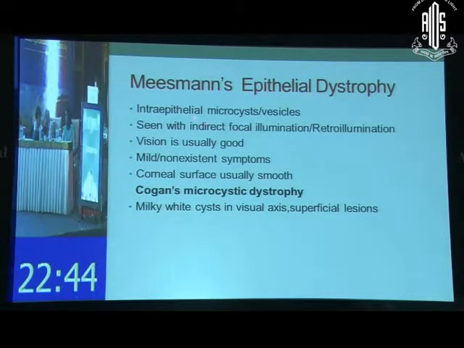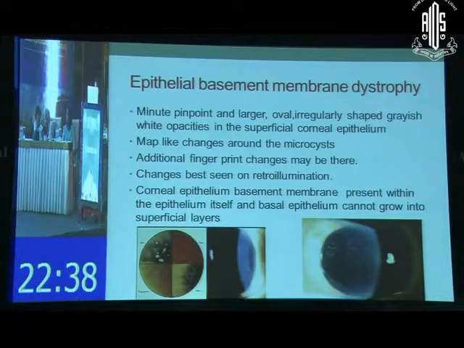For the sake of completion, I'm talking about Meesman's, where you get multiple cysts and usually no treatment is needed. Important to see is epithelial basement membrane dystrophy, where you get multiple fingerprint kind of lesions on the superficial layer of the cornea. They may be like maps, and they're best seen in retroillumination.